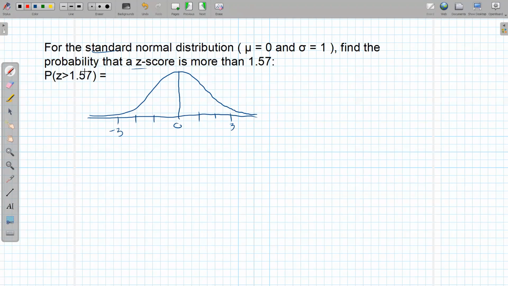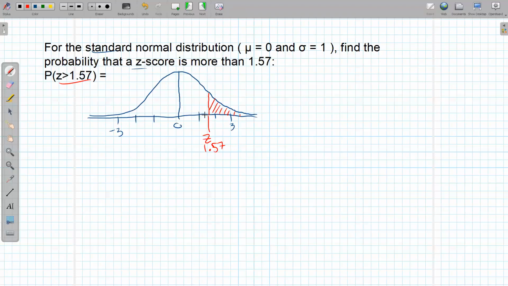I was just given a z-score of 1.57. So here's 1, there's 2, so that's right about here. So that's my z-score, 1.57. So I want to know, what is this right tail probability right there? So this is like a p-value.